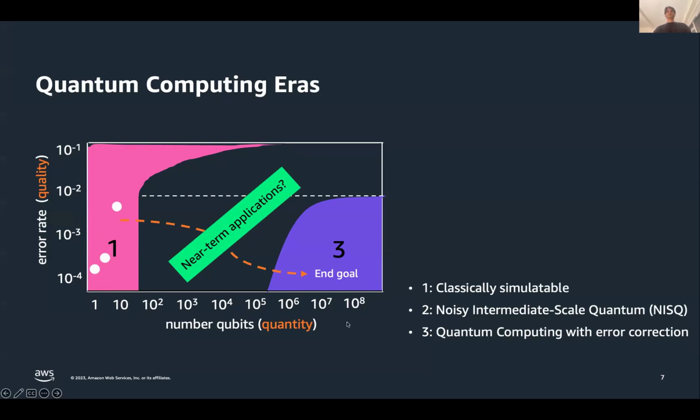Region 3 would be quantum computing with error correction. And region 2 is where we are right now, near-term applications. With error mitigation and better and better quality of qubits coming in, it is expected or hoped that in the near future, we may be able to get some kind of quantum advantage with near-term devices on certain tasks.